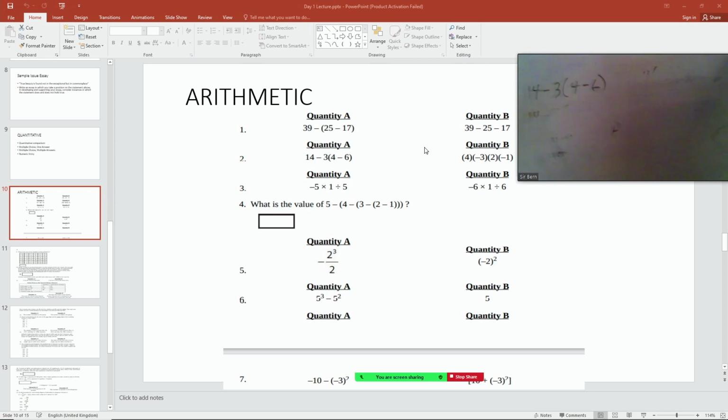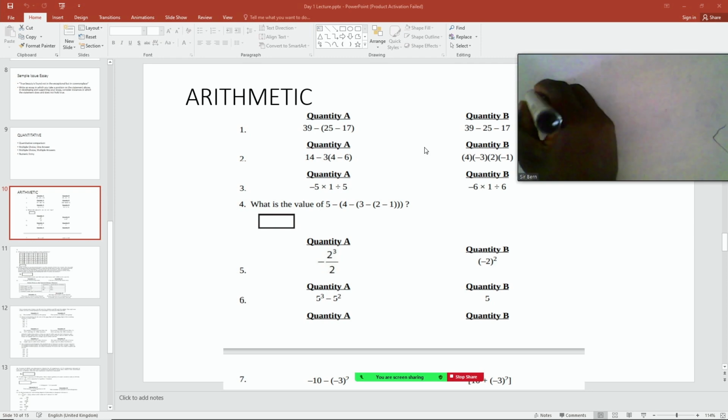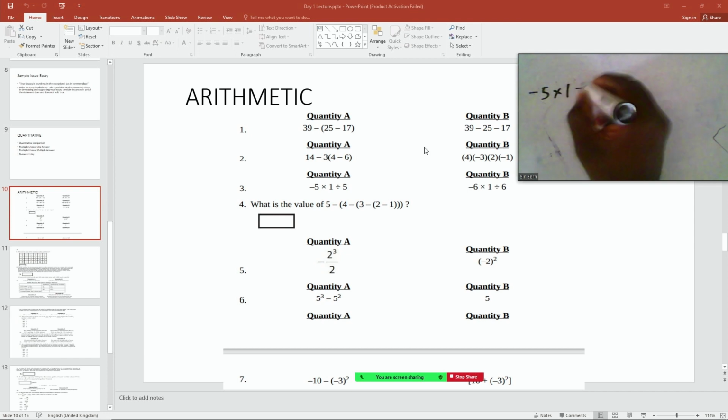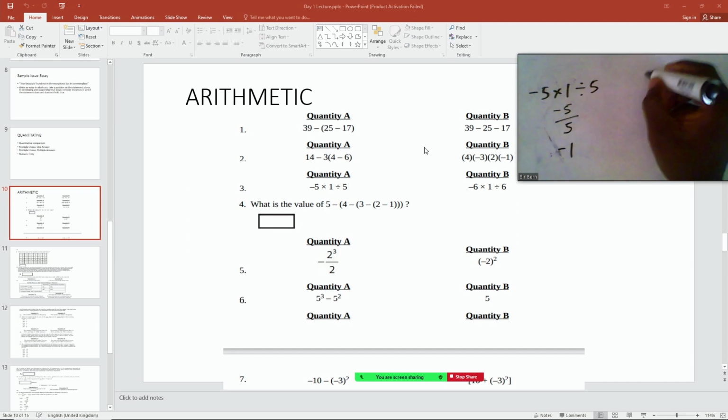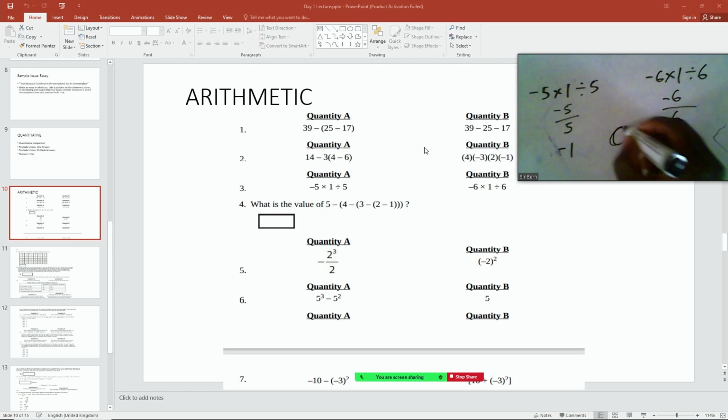Then we move on to question 3. Question 3, we have minus 5 times 1 divided by 5. Minus 5 times 1 gives us minus 5. Divided by 5 gives us minus 1. Just like that, on the quantity B side we have the same thing. So we have minus 6 divided by 6 giving us minus 1. So the quantities are equal. In that case, your answer will be C, that is, the quantities are equal. Then we move on to question 4.